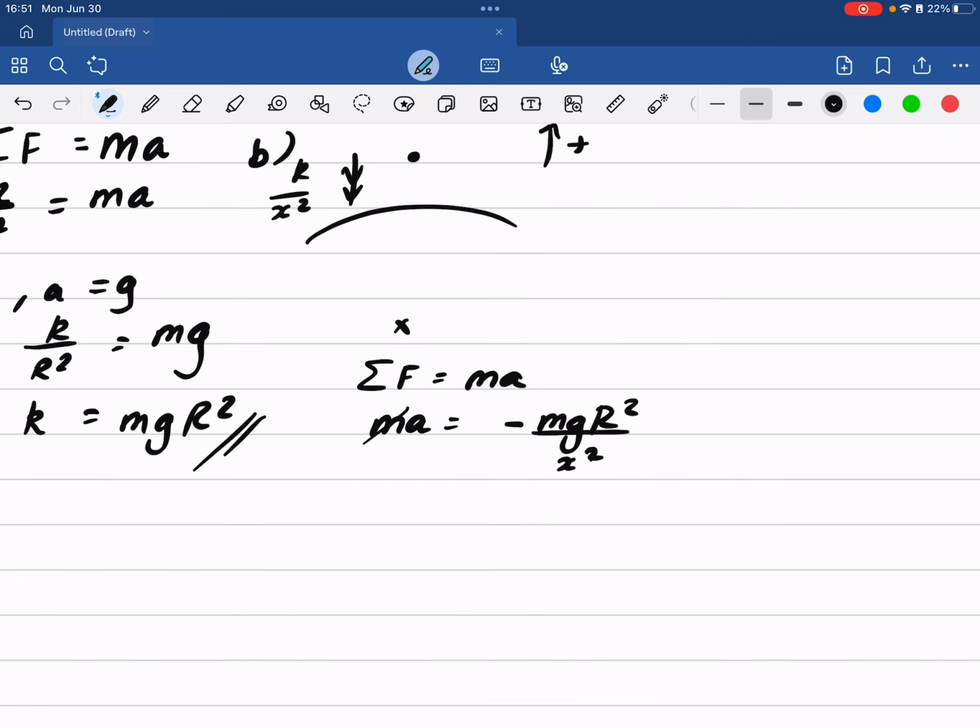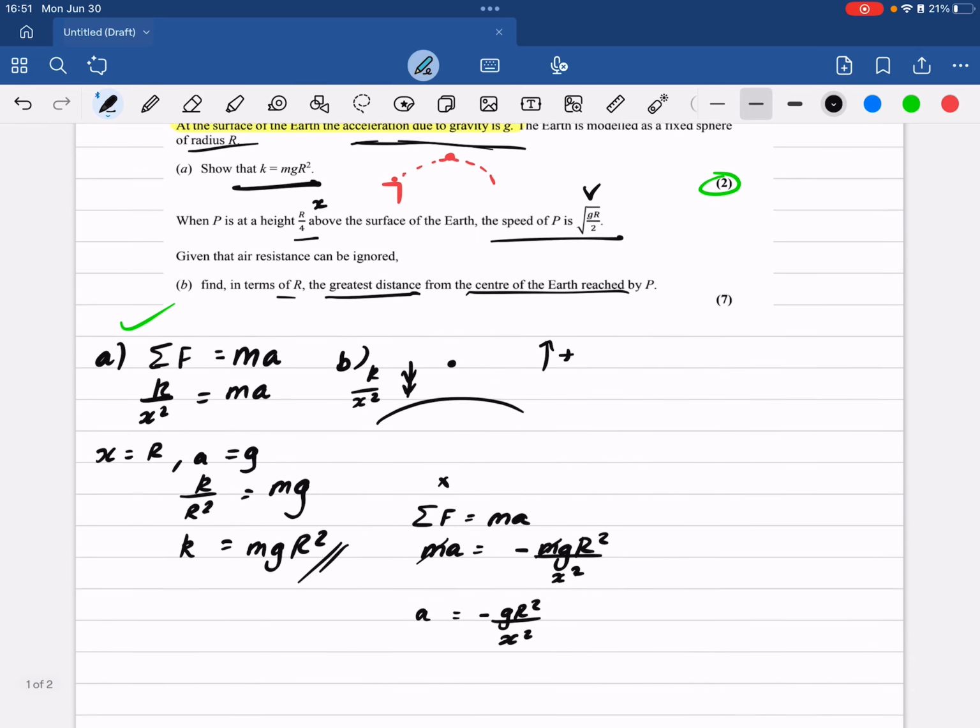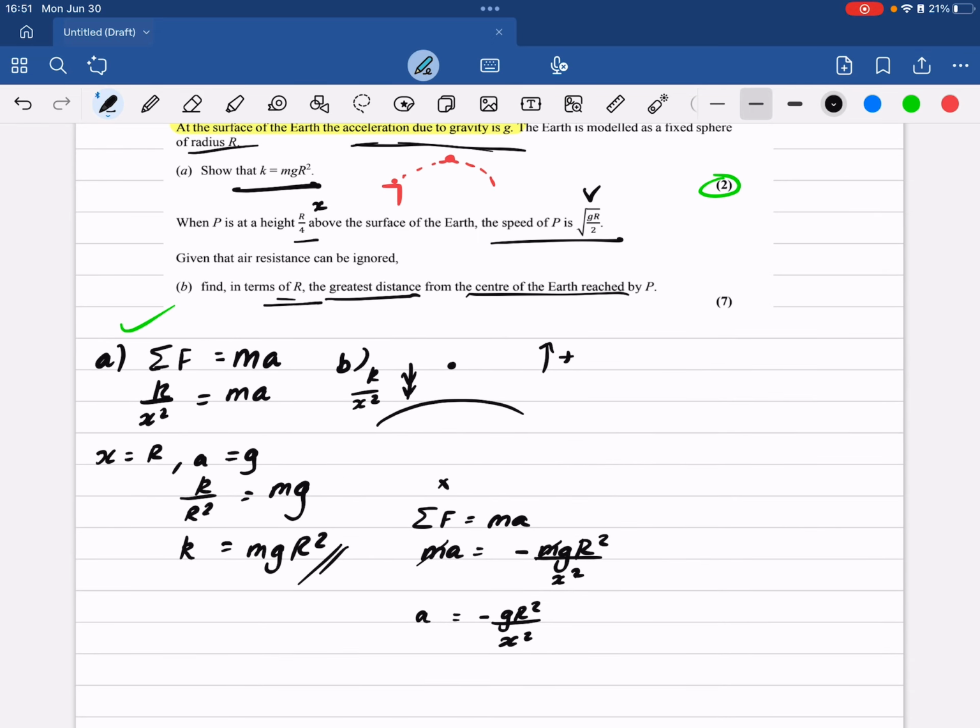So now I can cancel out the m's. Let's just start by doing that. And now I've got a is equal to negative gr squared over x squared. Right. We want to find r, and we've been given the speed. So we want to find the displacement, we've been given speed.